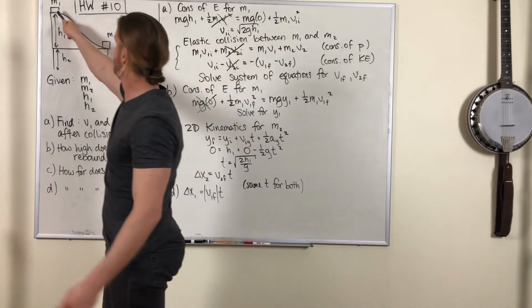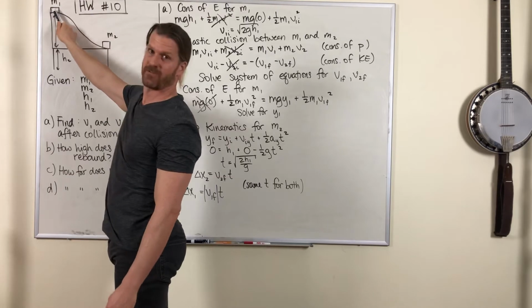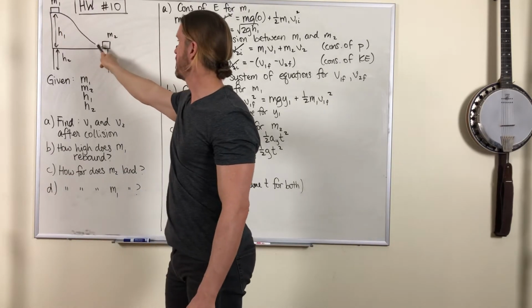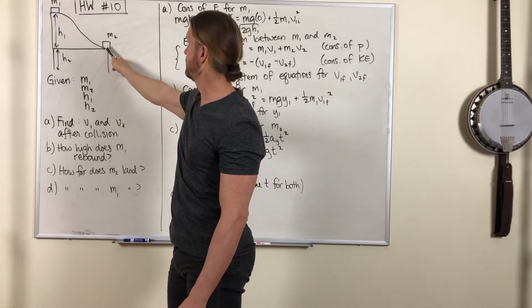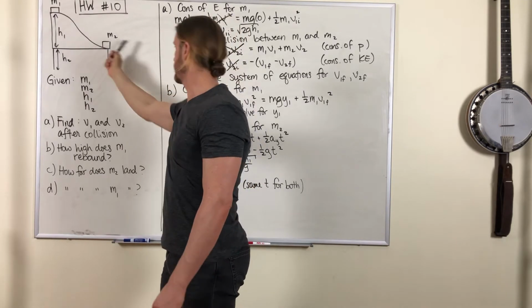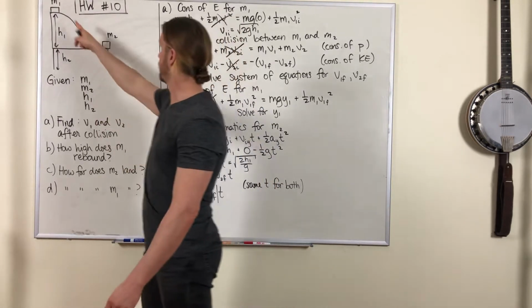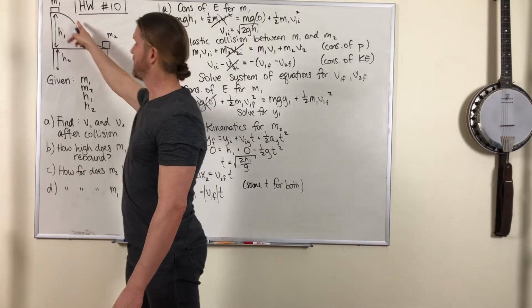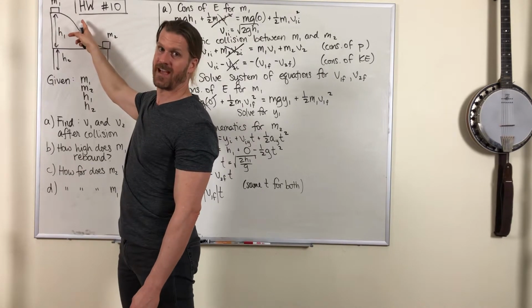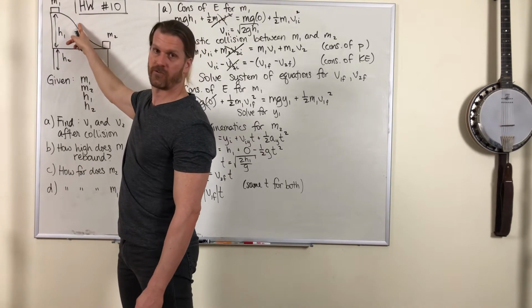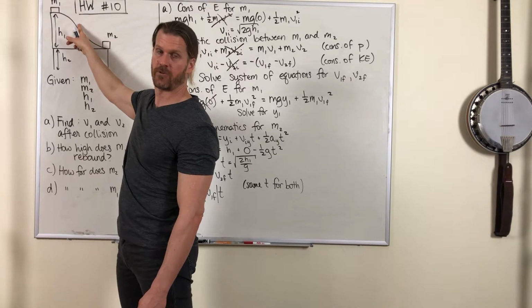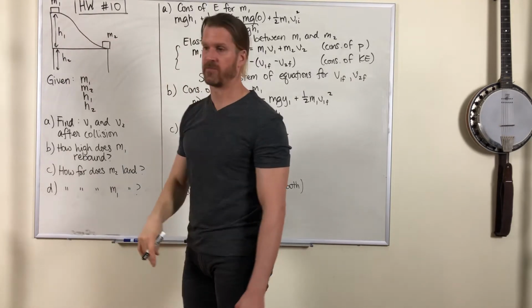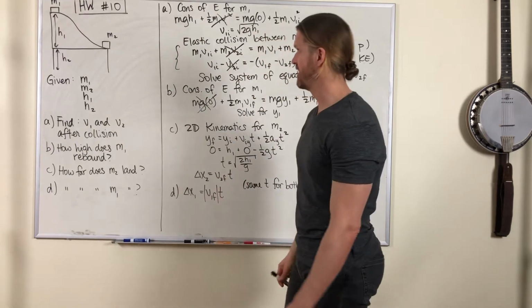You got a block at the top of this ramp that's sitting on a table, slides down, collides with a second block. The second block gets knocked off the table, hits the ground. The first block rebounds back up in this elastic collision, returns to some other height, and then slides back down and flies off the table too.